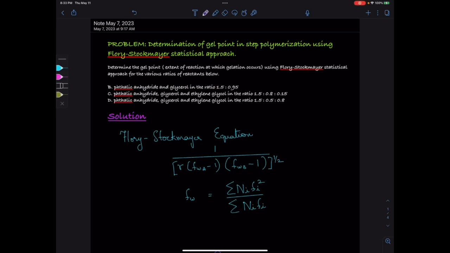In this video, we are going to determine gel point in step polymerization using Flory-Stockmeyer statistical approach. Determine the gel point, the extent of reaction at which gelation occurs, using Flory-Stockmeyer statistical approach for the various ratios of reactants below. Phthalic anhydride and glycerol in the ratio 1.5 is to 0.95. Phthalic anhydride, glycerol and ethylene glycol in the ratio 1.5 is to 0.8 is to 0.15. Phthalic anhydride, glycerol and ethylene glycol in the ratio 1.5 is to 0.5 is to 0.8.